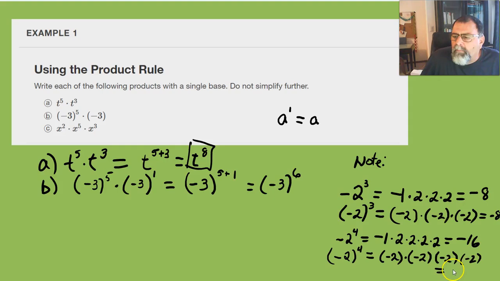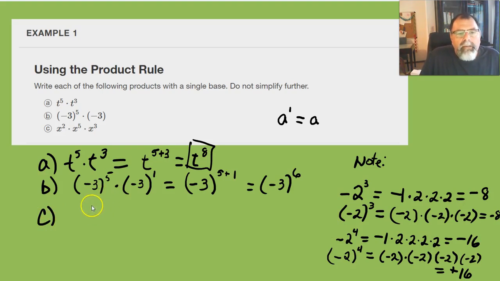And that's going to be positive 16. Okay, so you get different answers. So it's really important to understand that notation. All right, moving on to example C here.